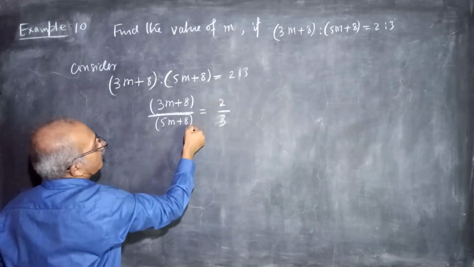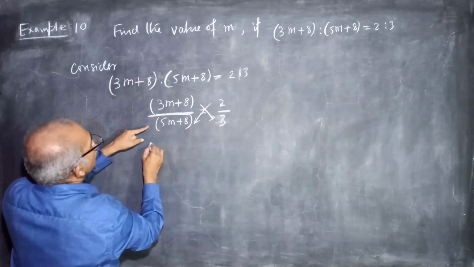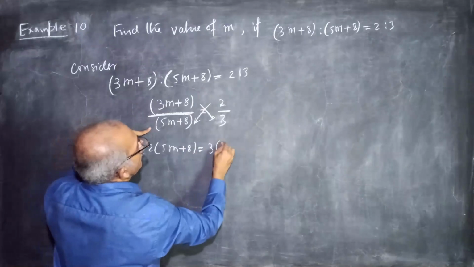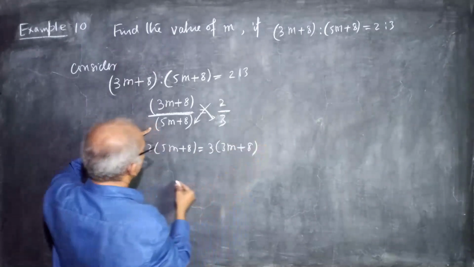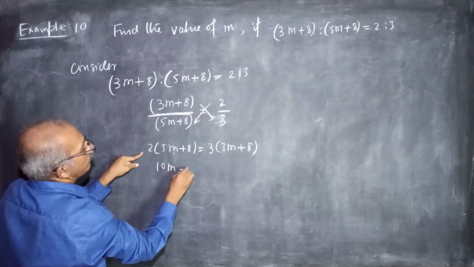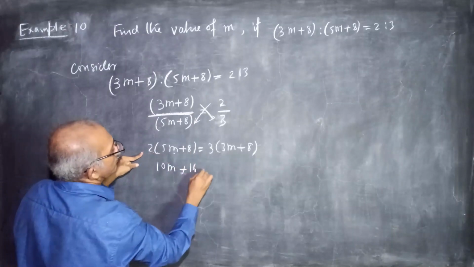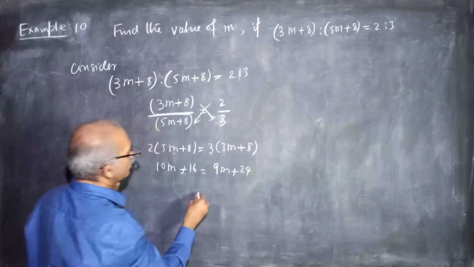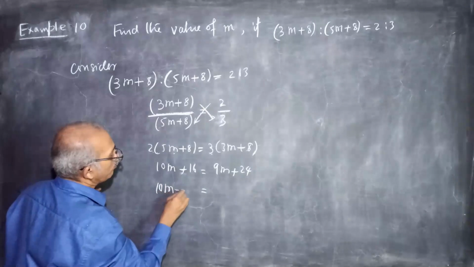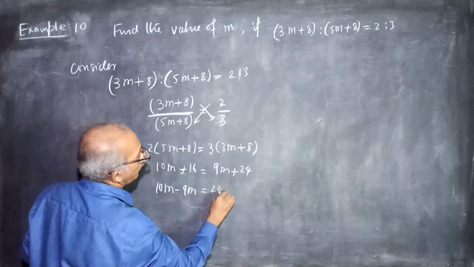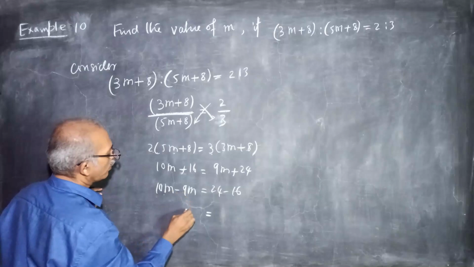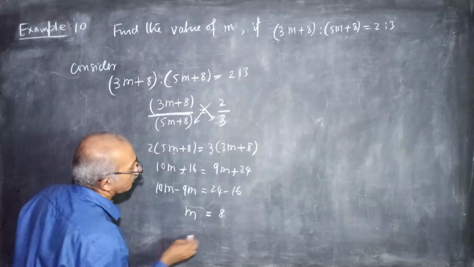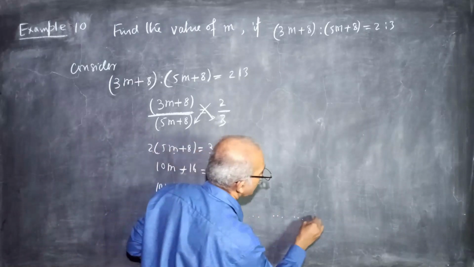Now we shall cross multiply. So 2 into 5m plus 8 is equal to 3 into 3m plus 8. 2 into 5m, 10m, plus 2 8s are 16, is equal to 3 3s are 9m, 3 8s are 24. So 10m minus 9m, 24 minus 16. So this is m. Here you will get 8. So therefore m is equal to 8. This is your answer.